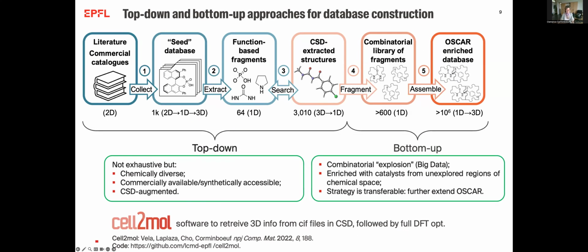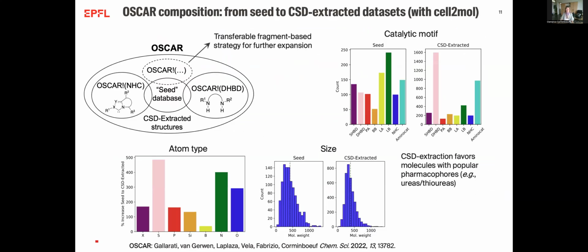So the bottom line is that at the end of the top-down process, we have a database that is not exhaustive, but chemically diverse, with commercially available and synthetically accessible compounds augmented with what exists in the CSD. Here is just an example of how the enrichment affects the seed database. You see that some functional groups, like this dual hydrogen bond pattern and this amino functional group, get enriched going from the seed to the CSD.